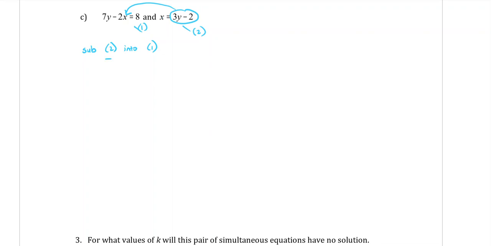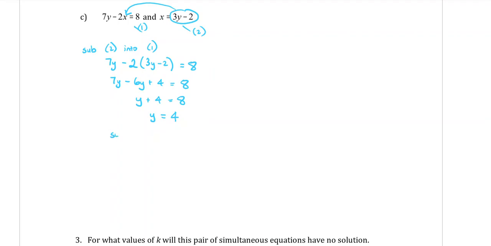So that would be 7y minus 2. The x is being replaced with the 3y minus 2, and then that is equal to 8. Expand and solve. 7y minus 6y plus 4 equals 8. 7y minus 6y is y, plus 4 equals 8. Subtract the 4, and we get y is equal to 4.